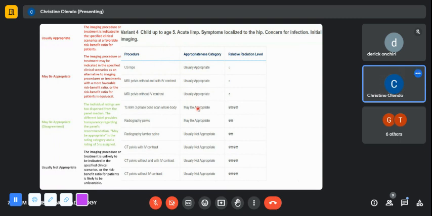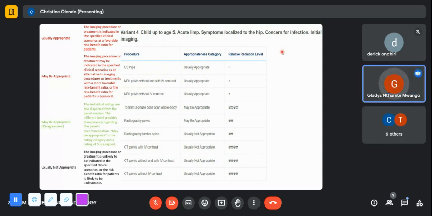Now, look at the clinical history. Here we have a concern for infection, and this is the initial imaging. You can do a hip ultrasound even for an older person, even for an adult. If you think it's a septic arthritis, you can do an ultrasound of the hip, because you want to look for effusion within the hip joint.